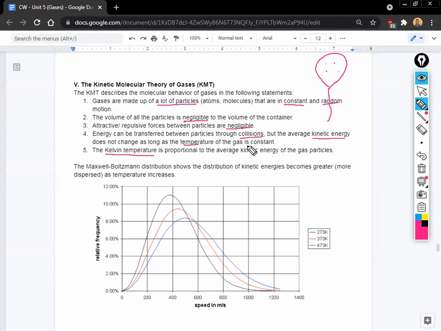So we use Kelvin. That's basically what it's saying. All of this stuff should be pretty much things you guys already know. We've been talking about this for a while now. We just kind of put it in writing, that way we know what's going on.